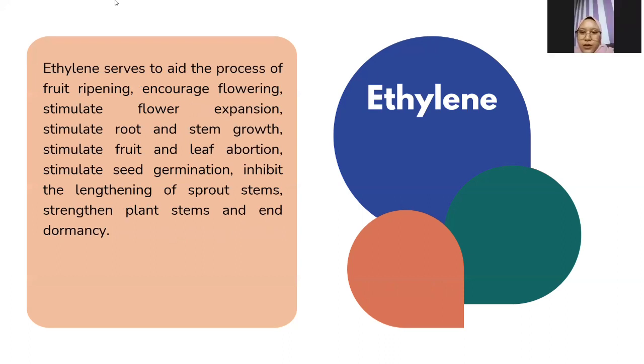Ethylene serves to aid the process of fruit ripening, encourage flowering, stimulate flower expansion, stimulate root and stem growth, stimulate fruit and leaf abscission, stimulate seed germination, inhibit the lengthening of sprout stems, strengthen plant stems and endodormancy.